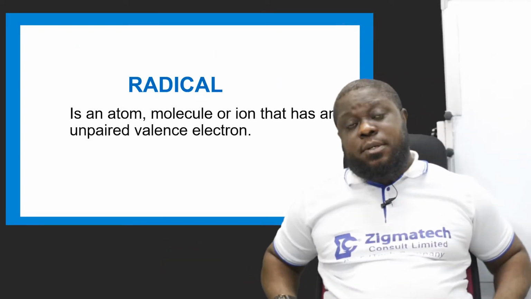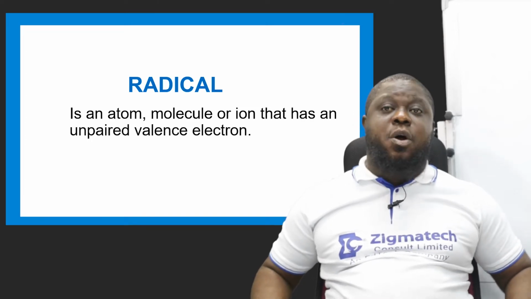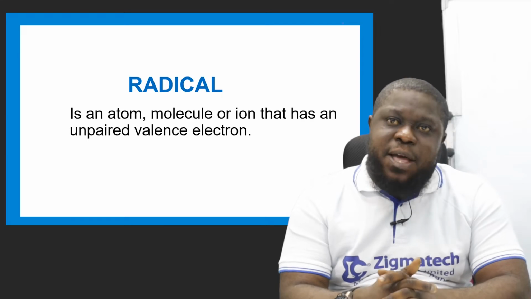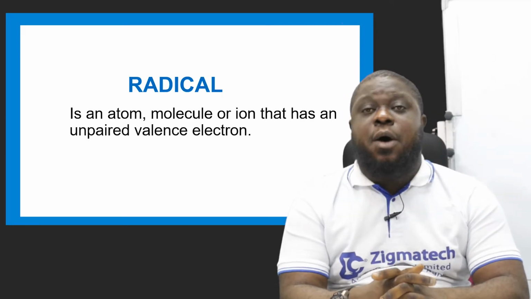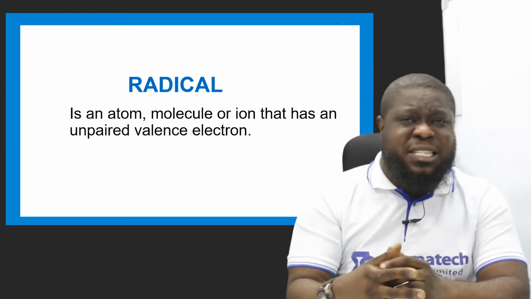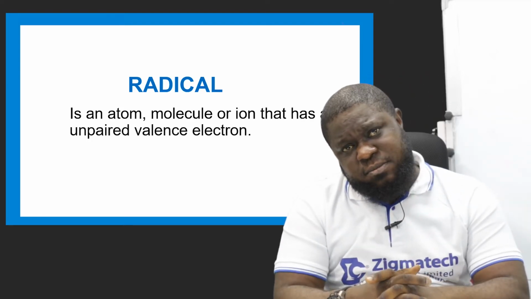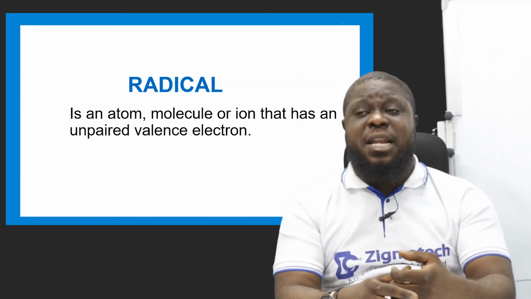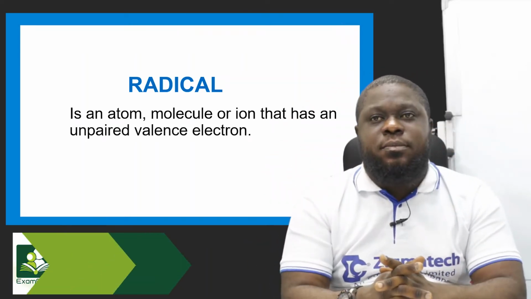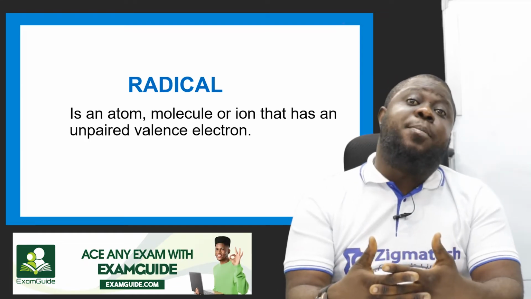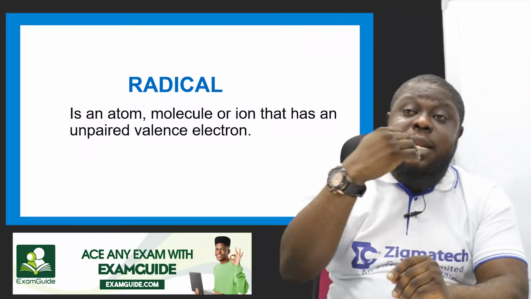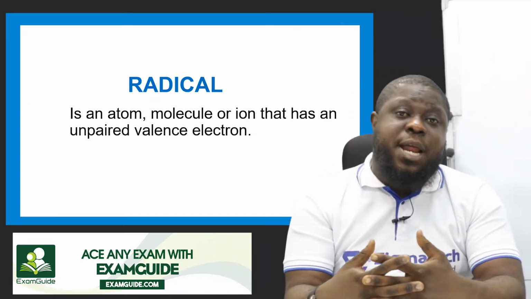Now, radical. A radical is an atom, molecule or ion that has an unpaired valence electron. Most of these substances that hydrogen is reacting with are gases, so they have unpaired valence electrons. Why do they have electrons? Because they are negatively charged. And that is why hydrogen can react with them.